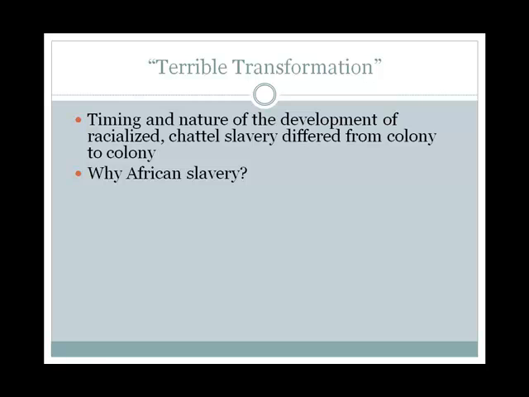Now, why not Native Americans? Well, there's a problem of relationships between the settlers and the Indians. If you're going to enslave Indian populations, then you'll have poor relationships with the other Native Americans who are around there. They could easily escape. They knew the land better than many of the settlers, and they were limited in numbers.